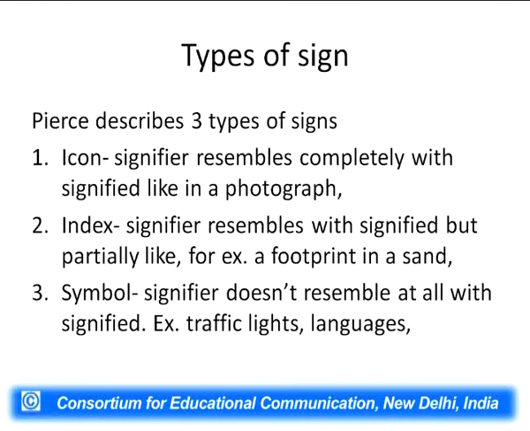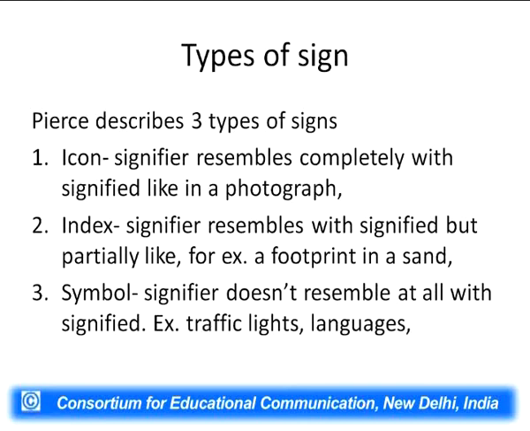One is icon, in which signifier and signified are completely in tandem with each other. The representation of signifier to the referent object is perfect. For example, if we are looking at the picture of a person or a passport size photograph of a person, that photograph resembles completely the actual person. So there is no difference. Immediately we can say that this photograph belongs to that person. So there is complete resemblance of signifier and signified.